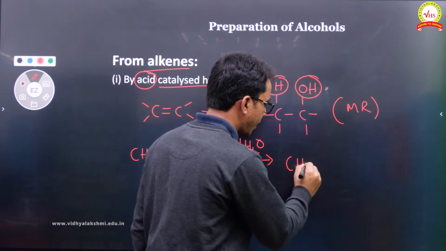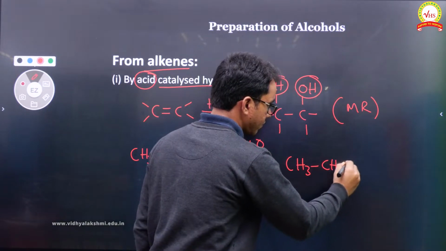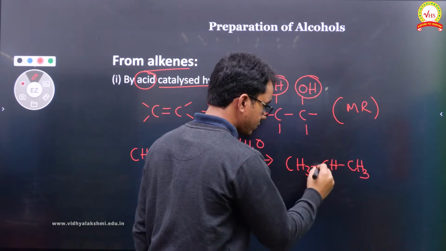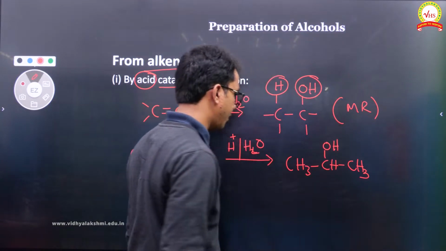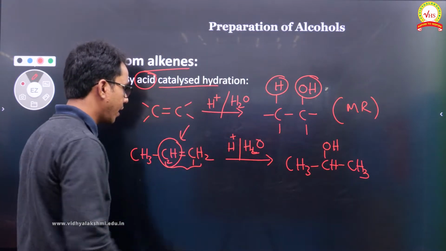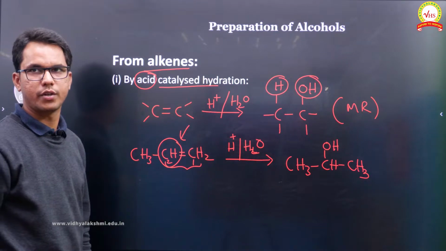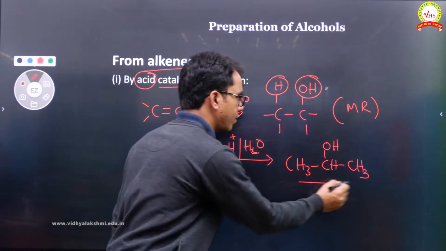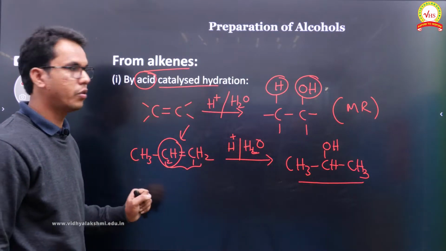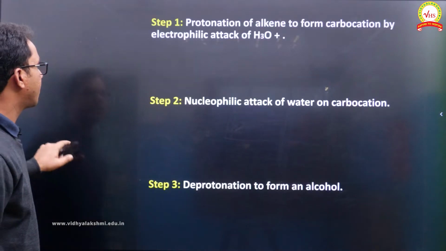Then what is the product over there? The OH group comes to the carbon with less number of hydrogens, okay? This is 2-propanol. It follows the Markovnikov rule, we have to remember. Let us see the mechanism, how it takes place, okay?